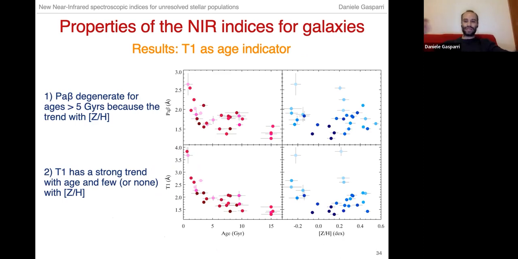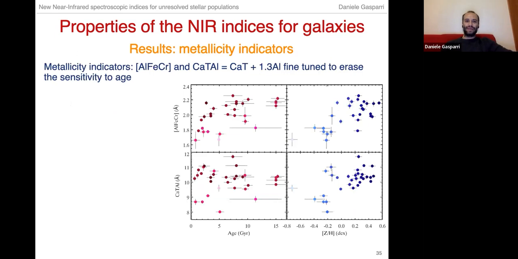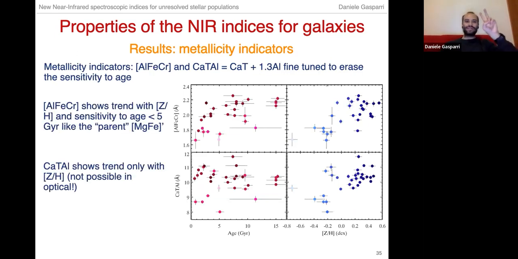On the right, you can see that the correlation with the metallicity is very scattered, so we don't have a trend with the metallicity. For the metallicity indicators, I selected two indices, the alpha and also the CaT-Al index. You can see they are very sensitive to metallicity on the right and show a little sensitivity to age, only the alpha index on the left.